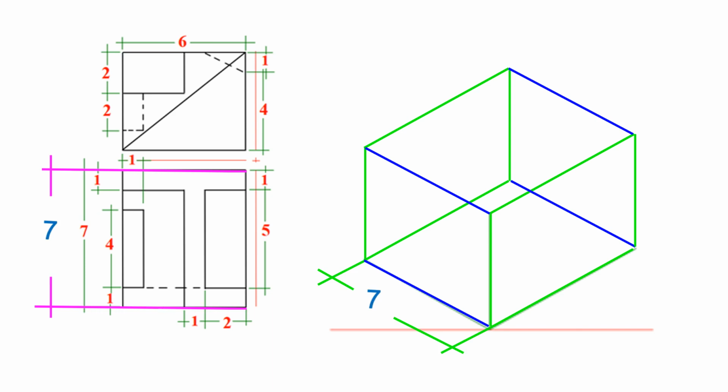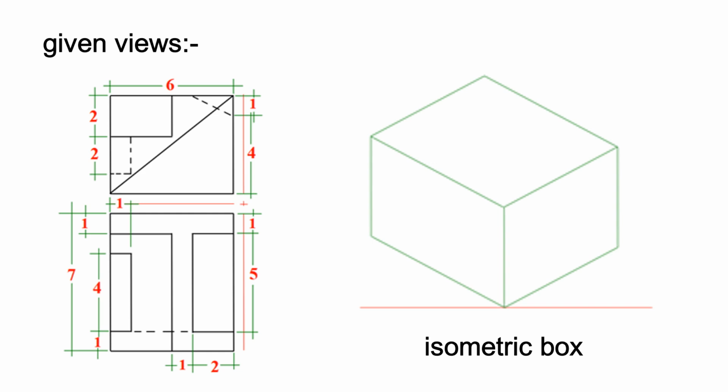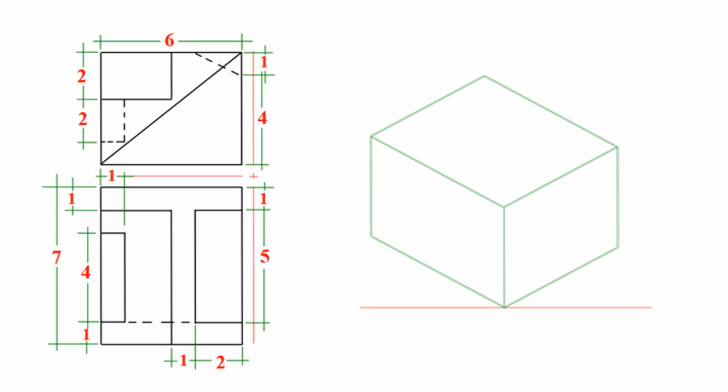With those three numbers, we construct our isometric box. This box acts like a cage. It defines the limits of our object and ensures our final drawing will be perfectly aligned with the given views. Now, let's start adding features inside this box. We'll begin with a specific shape.